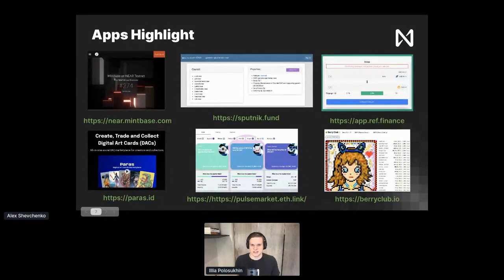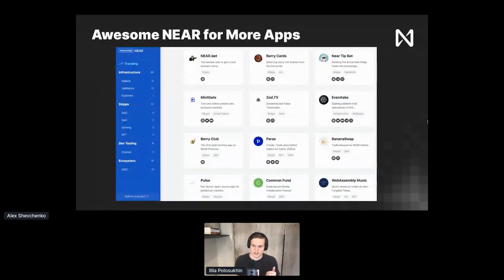So if you go to the next slide, this is just a screenshot of awesomenear.com. Check it out. This is where you can find all the apps that are trending, which are right now being launched, and you can always see apps that are in building, and all the other pieces that are in the ecosystem. So shout out to the Awesome Near team for being awesome. And if you're building a project and it's not there, you can always submit a project there.